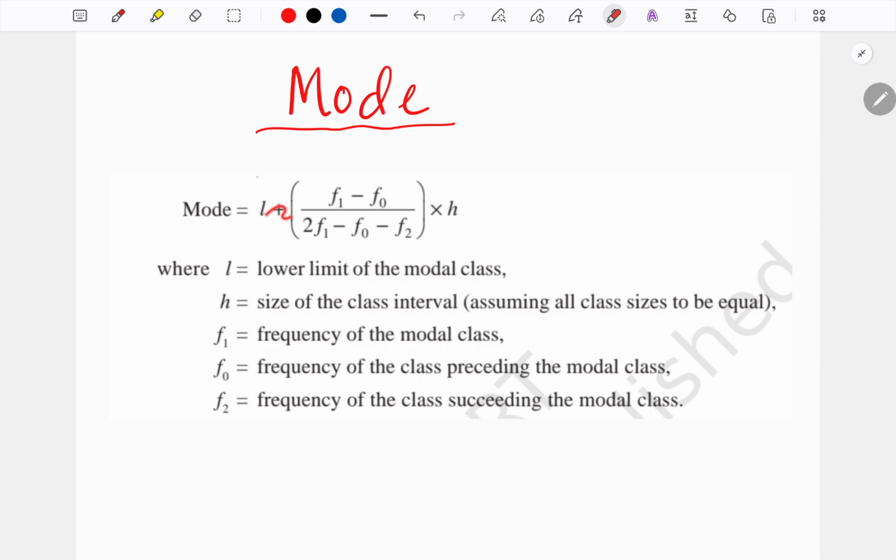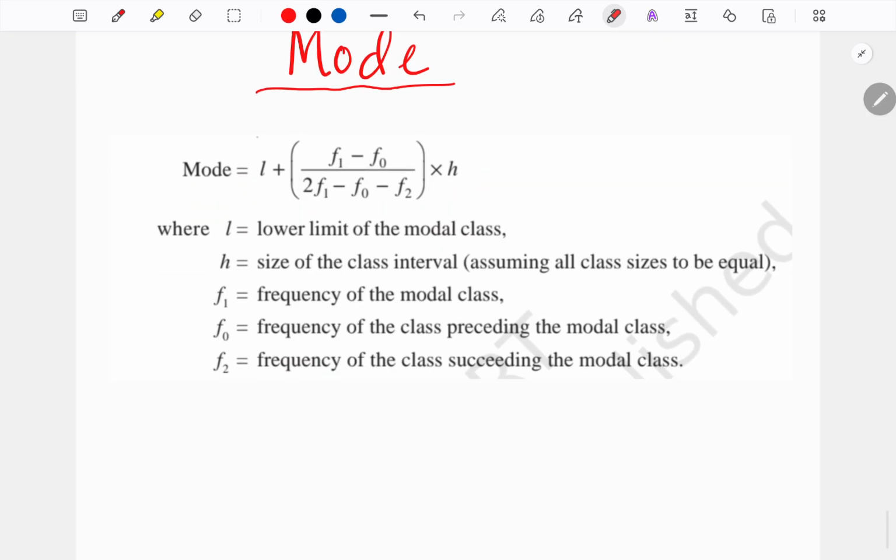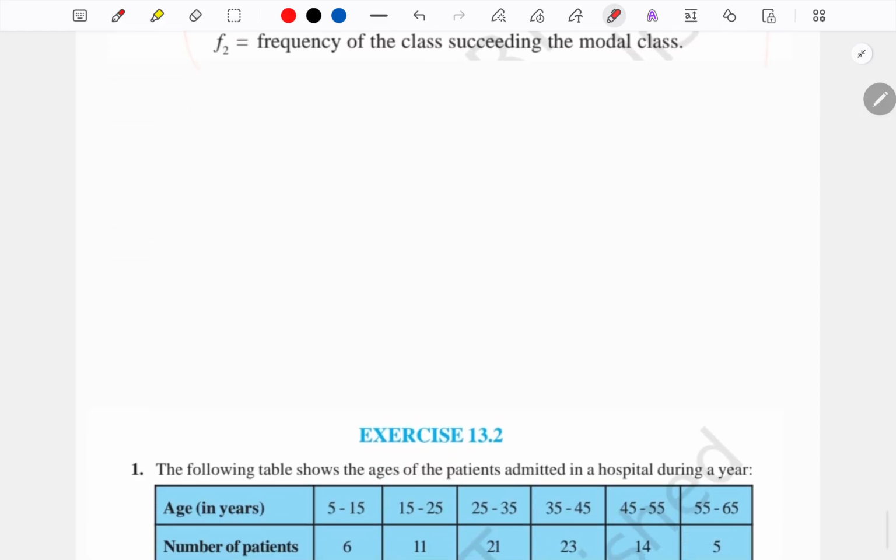So you just need to remember the mode formula: L plus (F1 minus F0) divided by (2 F1 minus F0 minus F2) into H. If you can write this formula correctly, then your question is solved. Now the problem is how to find these things from the question: L, F1, F0, F2 and H. These 5 terms are there, and we will learn them by solving this question.